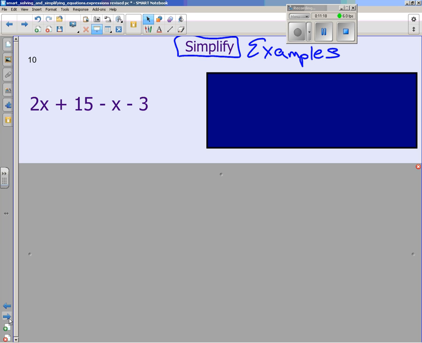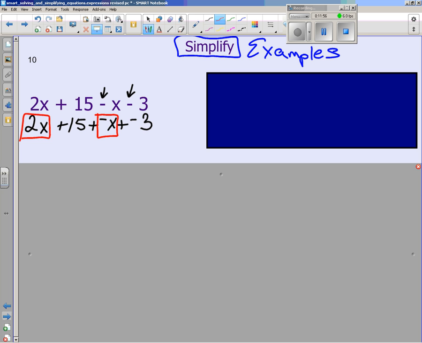And before you do anything else, I want you all to change any subtraction to adding a negative. So this is going to be 2x plus 15 plus negative x plus negative 3. Then go in with a different colored pen or a highlighter or a colored pencil and find your like terms. My first term is 2x, and I need to find a term that has the identical variable part. And that term is right here.